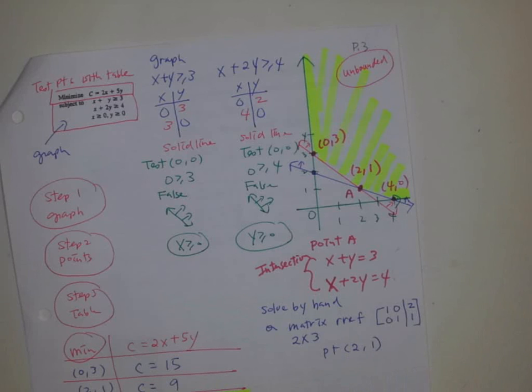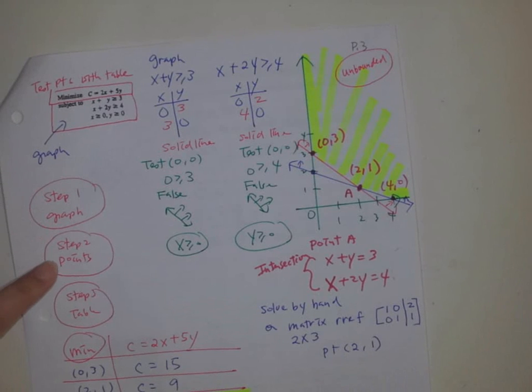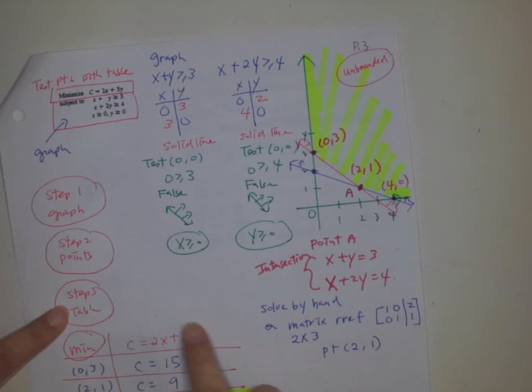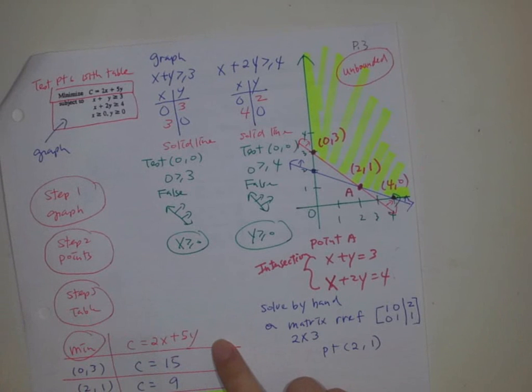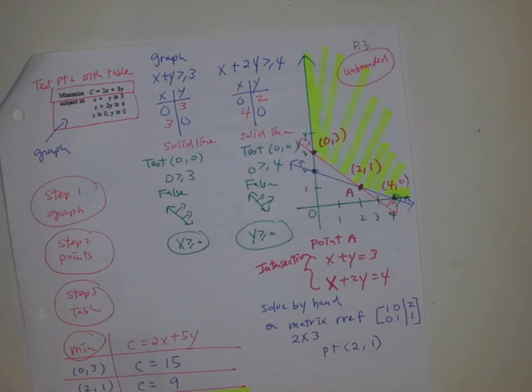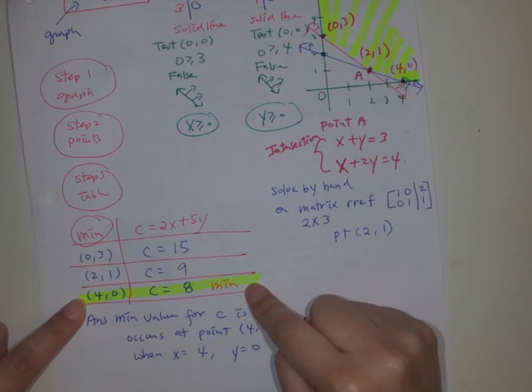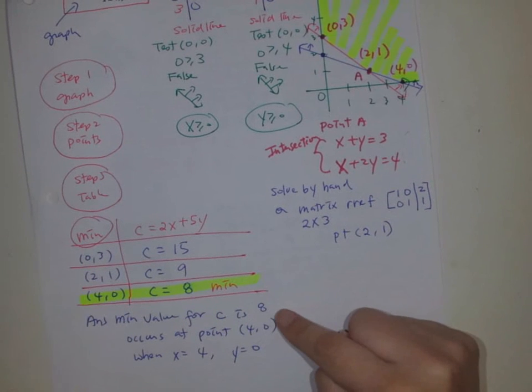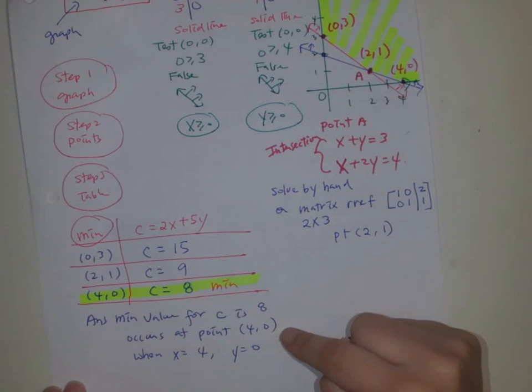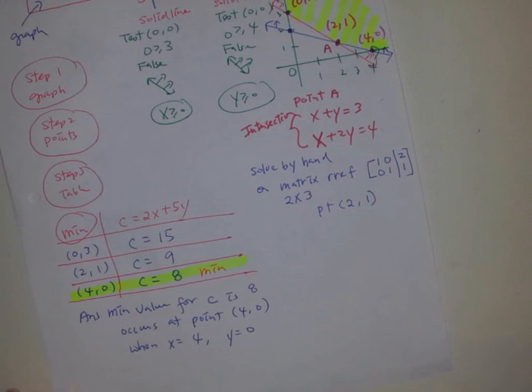Once you have all the points, you set up the table with the equation, plugging in all the points you have to see which one is the smallest. That's your minimum. So your minimum value is C equal to 8 at the point (4, 0), meaning x equal to 4 and y equal to 0. So that's 3.2.